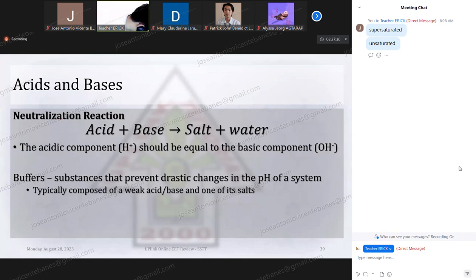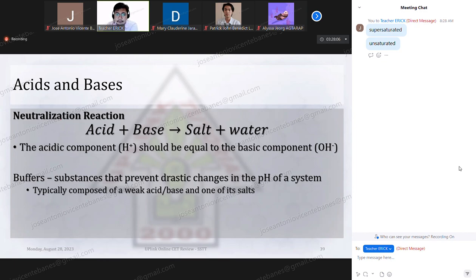Now, is there any way, sir, for us to know if an acid is weak or strong, or a base is weak or strong, respectively? There's no theory yet to give you that kind of explanation. So you really need to read it. You need to master it a bit and familiarize yourselves with some of them.